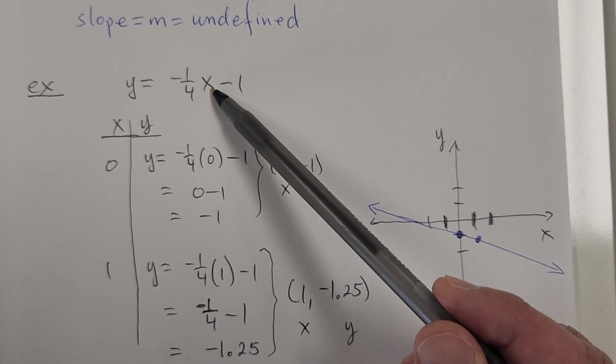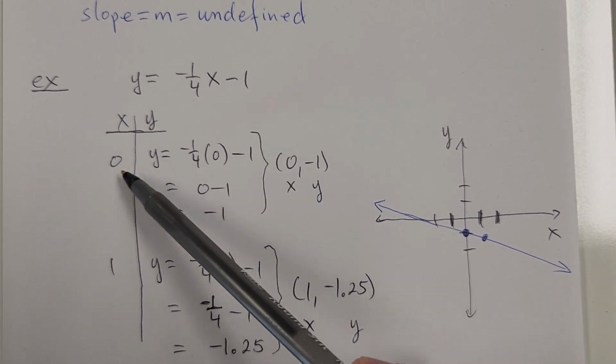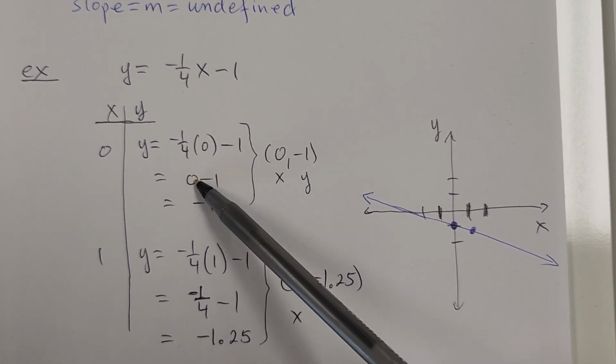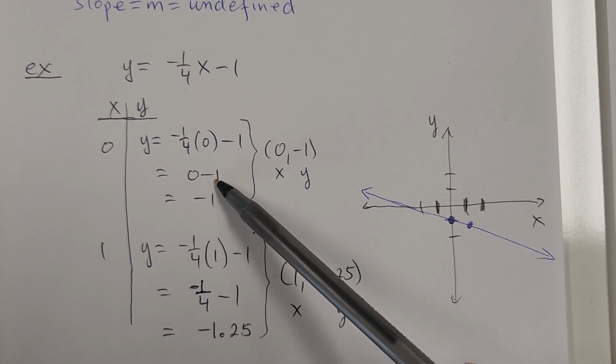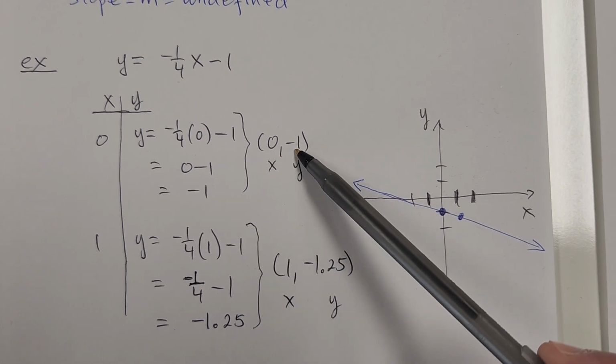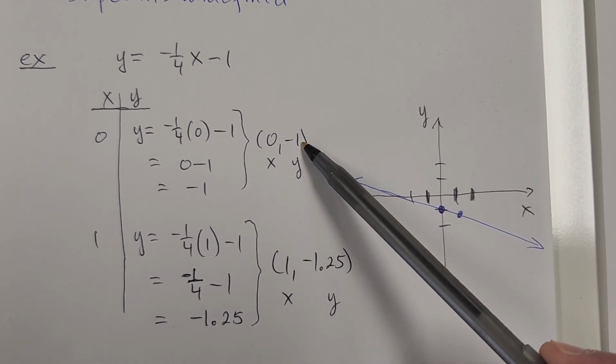So this is x. Instead of writing x again, you will put 0 in. 0 times anything is 0. Don't forget the -1. 0 subtract 1 will be -1. So our first point is 0, -1.